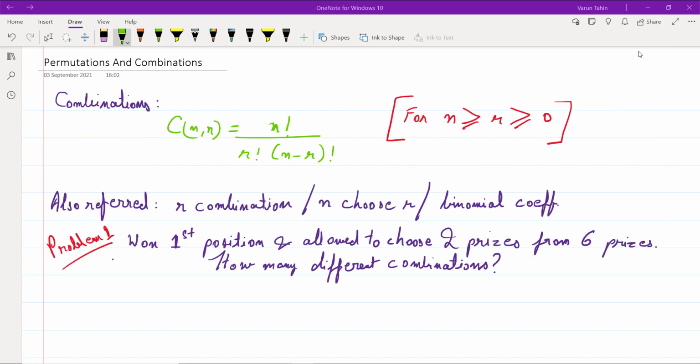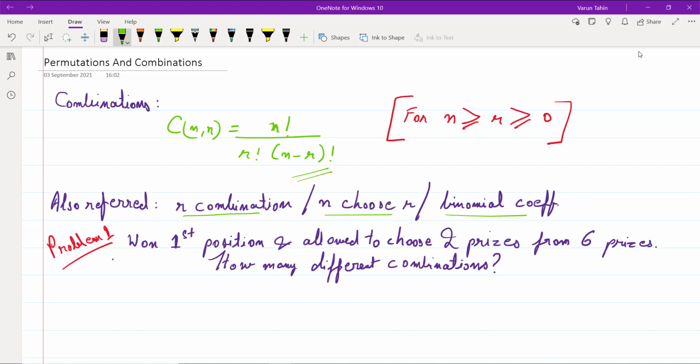Now we'll look at one of the problems of combinations. Combinations is basically used when n is greater than or equal to r and r is greater than or equal to 0, and it is also referred to as r combination, n choose r, or binomial coefficient. Now we'll see where this equation will be applied.